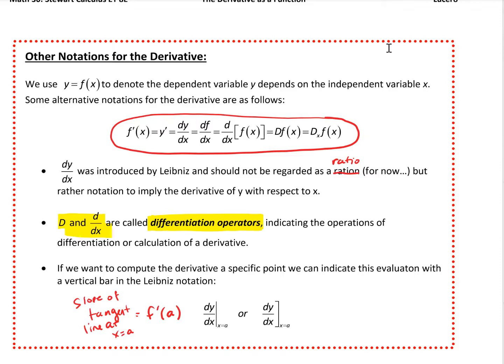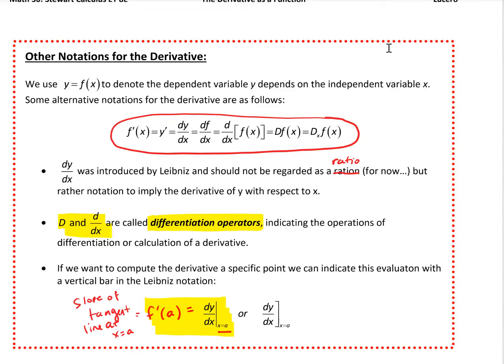So in Leibniz's notation, the dy dx notation, obviously it's not a function. We don't write it in function notation with f parenthesis a or f prime parenthesis a. So the way we do that is we use a vertical line, like an evaluation bar, basically. It says evaluate the derivative at x equals a. So these things mean the same thing: f prime of a, and dy dx with a vertical bar and x equals a at the bottom.